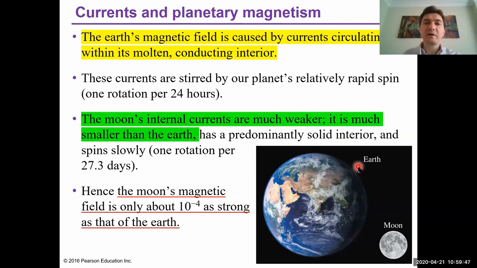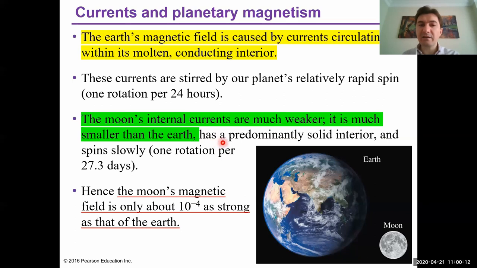Earth has certain magnetic fields. In addition, these currents are steered by our planet's relatively rapid spin, one rotation per day. Earth is rotating around itself. But what about the moon? The moon's internal currents are much weaker compared to the Earth. It is much smaller than the Earth.